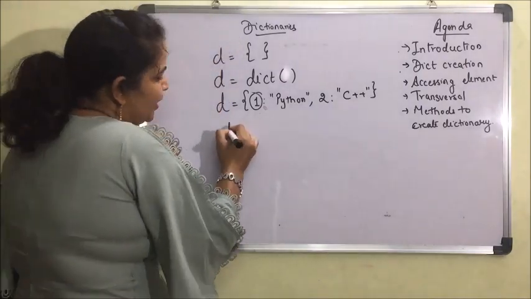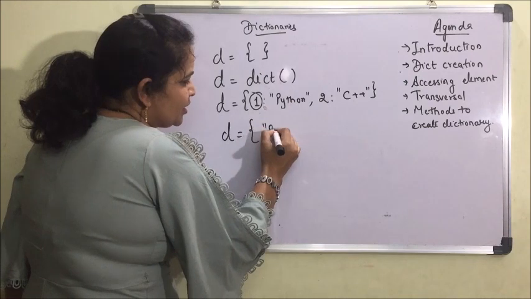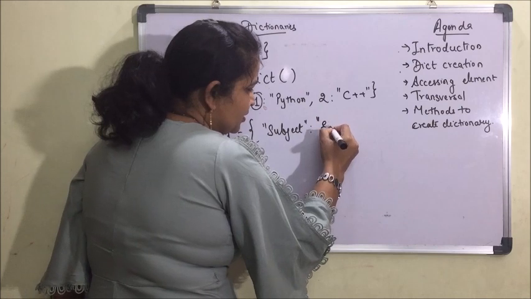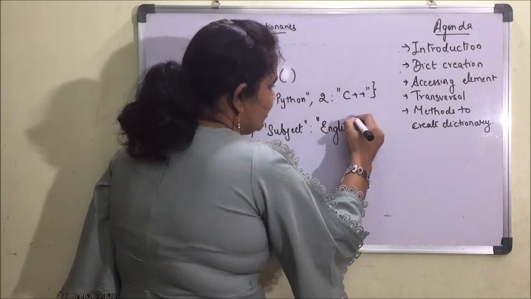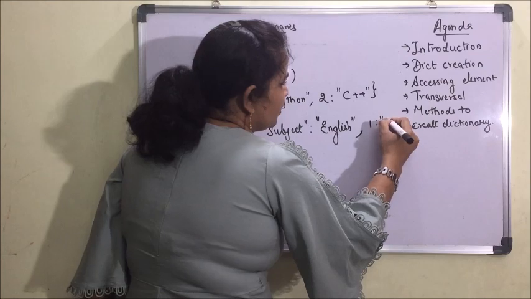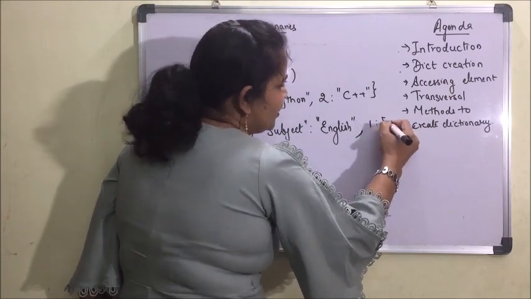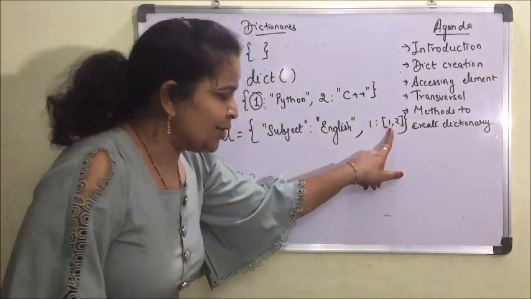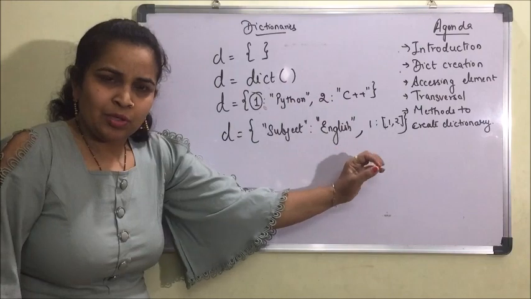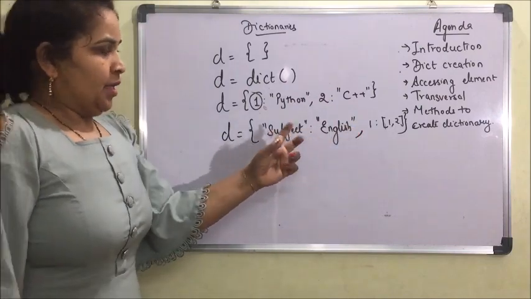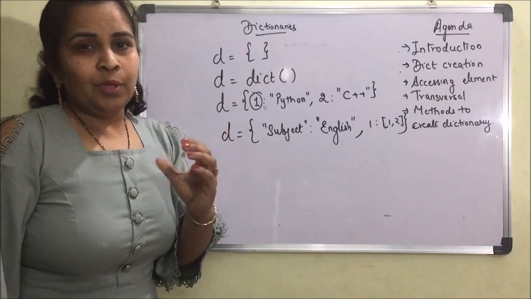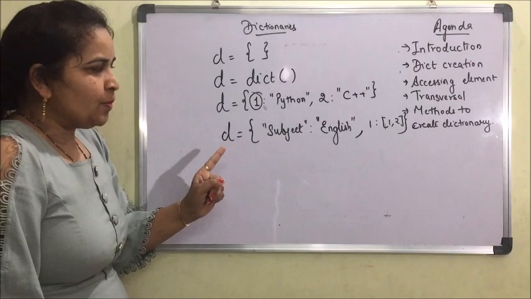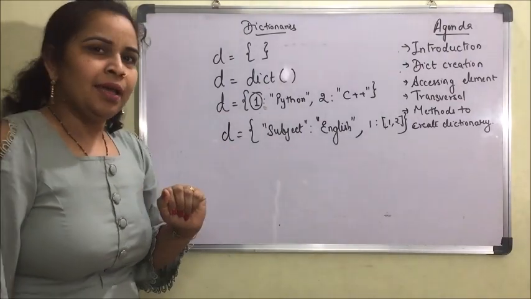Any combination of any data type can be used to create a dictionary. For example, I can also write subject, English, comma 1, and suppose I have written a list. In this way also we can create a dictionary. Value can be any data type, may it be mutable, may it be immutable. But the key should always be an immutable data type. So we have to take care that when we are defining a key, it should be an immutable type, otherwise it will generate an error.